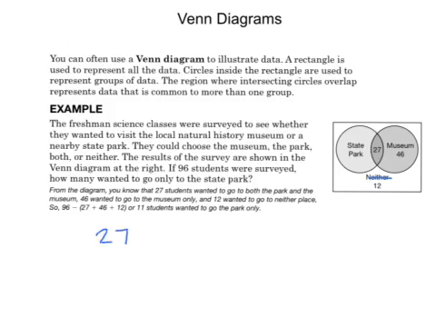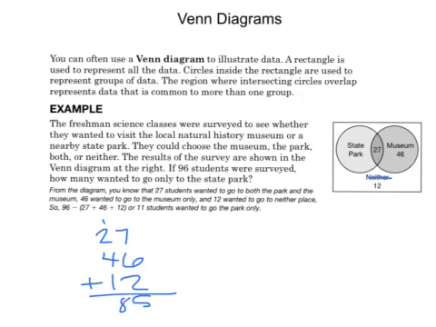27 wanted to go to both. 46 wanted to go to the museum only. And 12 wanted to go to neither. Let's see here. It looks like none wanted just to go to the state park. So 46, and then we also have the 12. So what we would do is add those all up, and that would give us, let's see here, that would be 9, carry. That would be 85 students there.